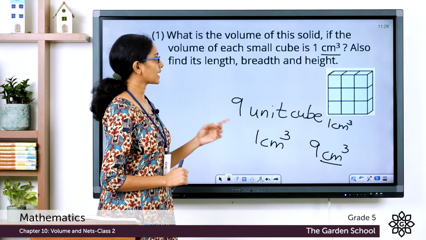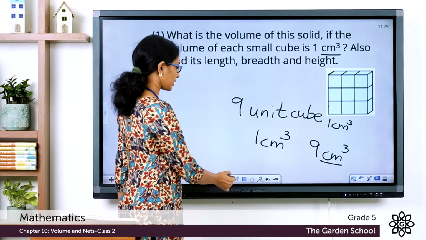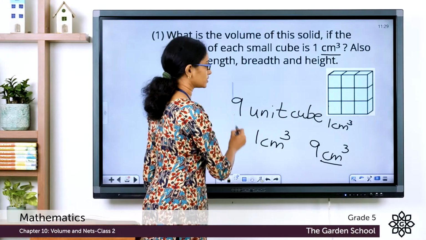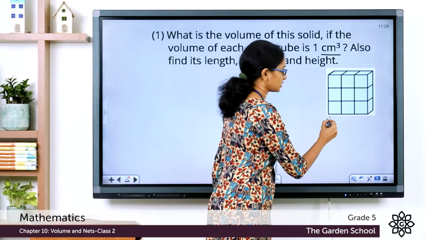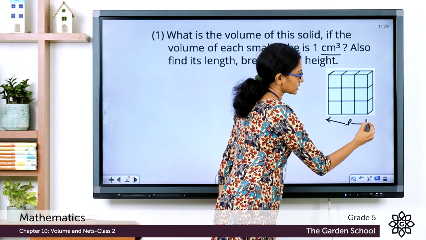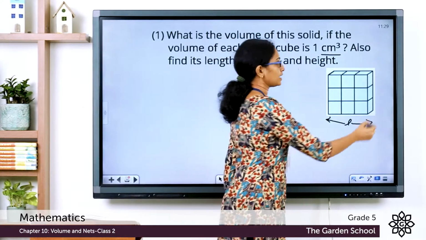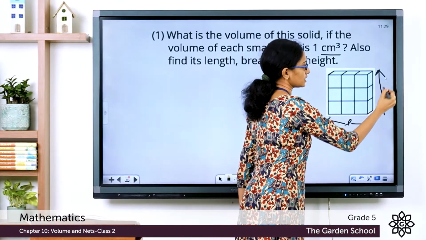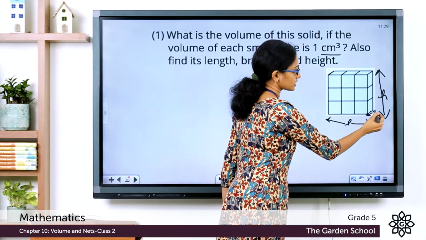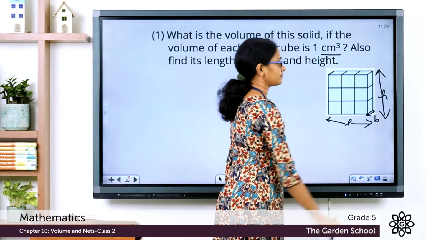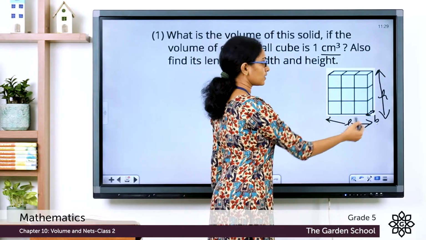Also find its length, breadth and height. How can we find the length, breadth and height of this object here? See, which is the length here? This distance is the length here and this distance is the height here and this small distance is the breadth here. So how can we find out the length?